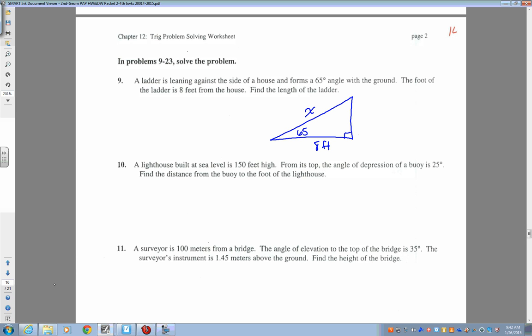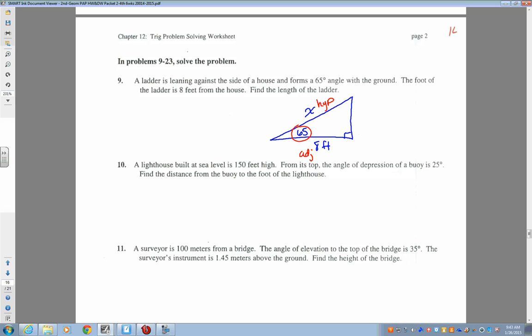All right, check your drawing. Anything that says with the ground, that's always going to be horizontal, okay? Or the base, that's going to be horizontal. All right, so the first thing I'm going to check for is that you have it labeled correctly. Then here, this is my angle. The 8 feet is adjacent to the angle, and the x, the length of the ladder, is the hypotenuse.